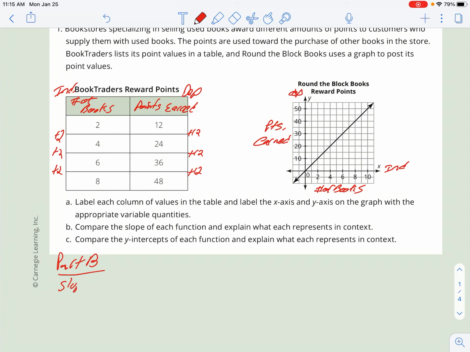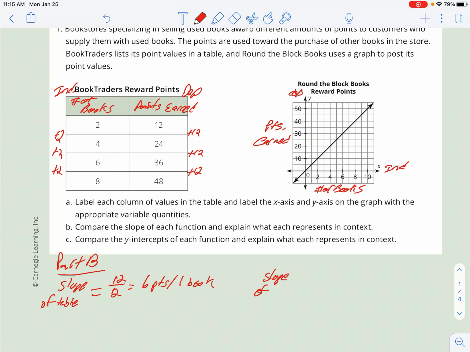Part B, the slope of the table is y's over x's, so 6. So what that means is 6 points per one book.